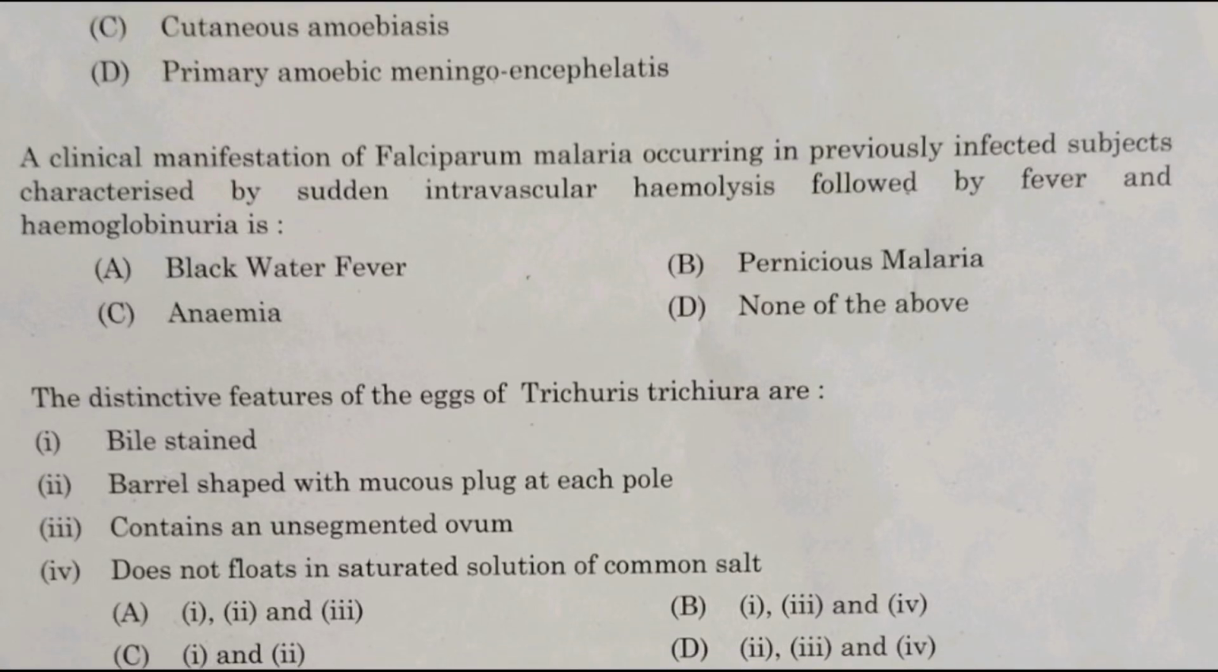Next question. Clinical manifestation of falciparum malaria occurring in previously infected subjects characterized by sudden intravascular hemolysis followed by fever and hemoglobinuria. The right answer is option A, black water fever. Next one, the distinctive features of the eggs of Trichuris trichiura are. The right answer: bile stained, barrel shaped with mucus plug at each pole, contains unsegmented ovum. So, the right answer is option A.